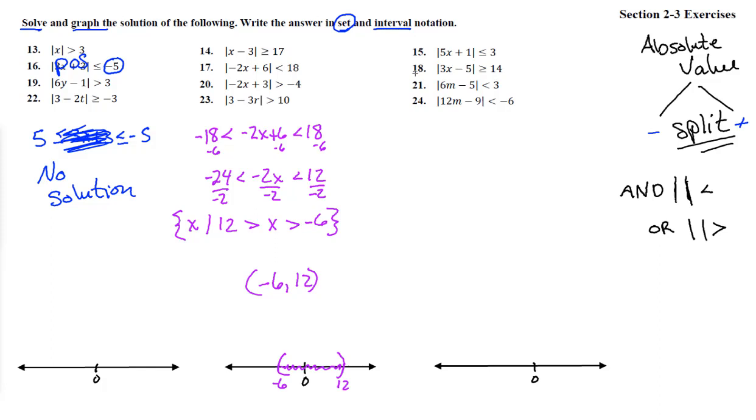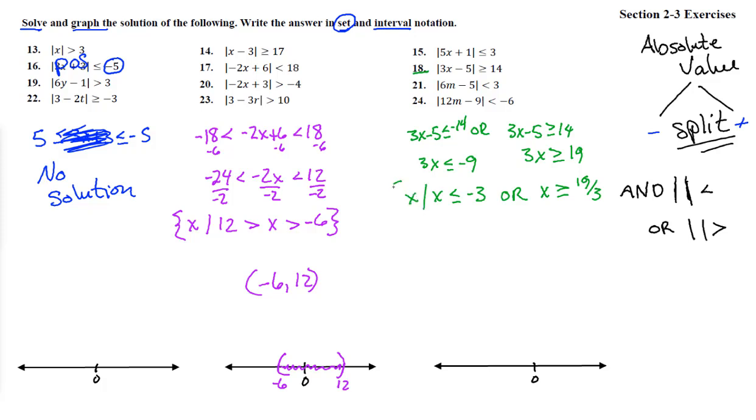All right, number 18, 3x minus 5 greater than or equal to 14 in absolute value. So this splits into 3x minus 5 greater than or equal to 14, or remember, this is an OR statement. If the absolute value is greater than something, 3x minus 5 less than or equal to negative 14. All right, let's solve these guys. Add 5. 3x is less than or equal to negative 9. X is less than or equal to negative 3. Or add 5, and we get 3x is greater than or equal to 19. And divide by 3, x is greater than or equal to 19 thirds.